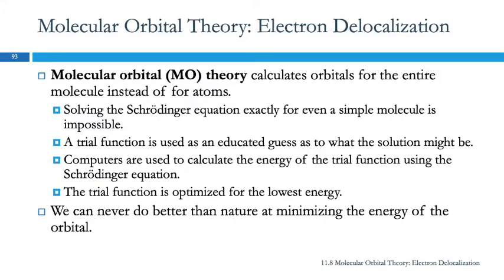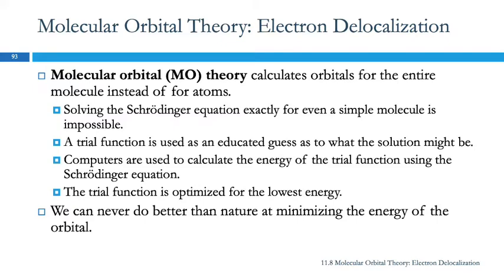This last section in chapter 11 is about molecular orbital theory. It's often abbreviated MO theory. This calculates orbitals for the entire molecule instead of just for atoms. So we just finished looking at valence bond theory, where we hybridized orbitals on a given atom. This is going farther, and it's kind of hybridizing them over the entire molecule.